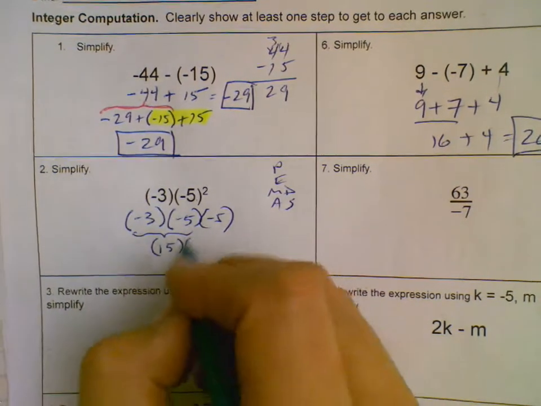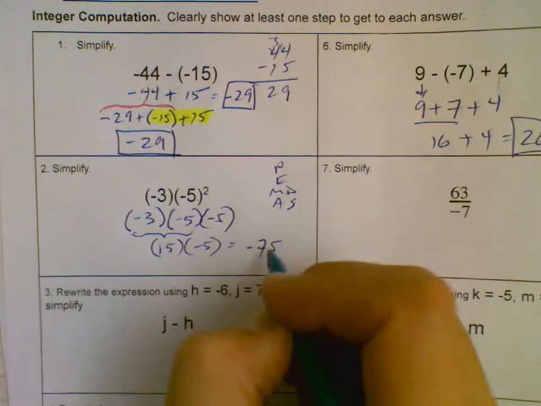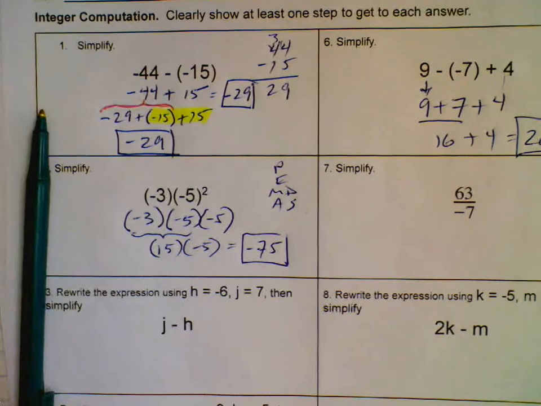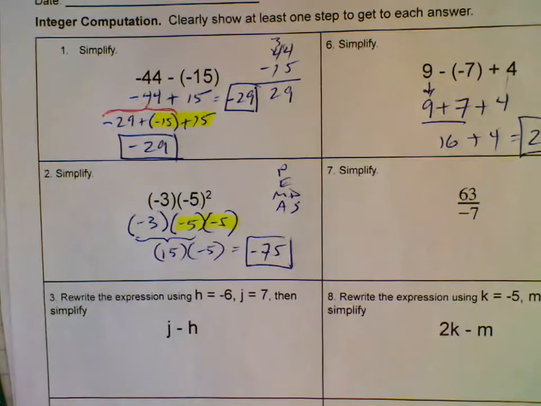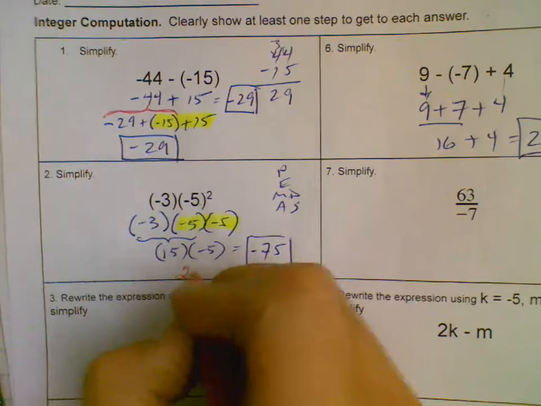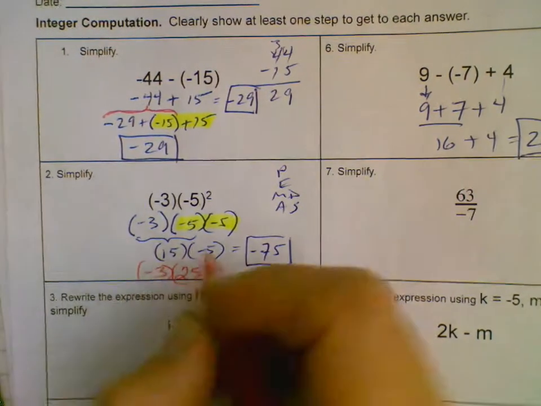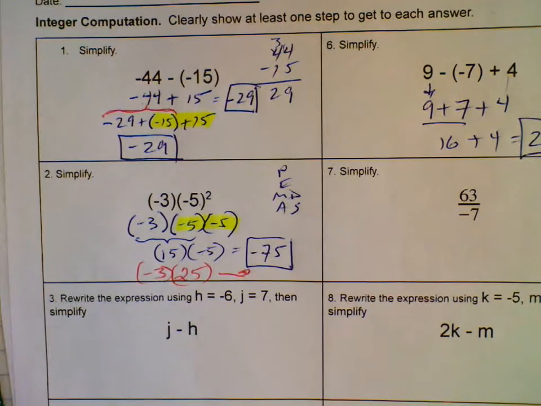And positive 15 times negative 5 is negative 75. Of course, I could also see it this way. If I did these two first, negative 5 times negative 5 would be positive 25. And positive 25 times my negative 3 is still going to get me negative 75. Either way.